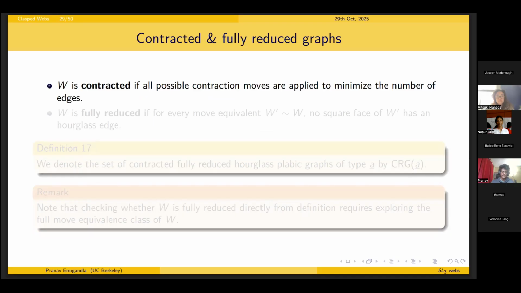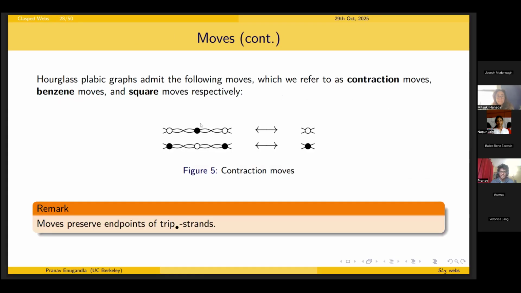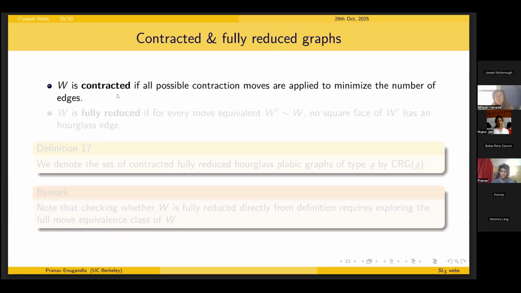Now, they define a web to be contracted if you do all possible contraction moves, so you don't have any pairs of hourglass edges. Anytime you see this, you collapse it. Such a web is called contracted. And they say it's fully reduced. This is the analog of Kuperberg's non-elliptic condition, which said there are no squares. The analog here is that there are no squares which contain an hourglass edge, but it's slightly more subtle than that.